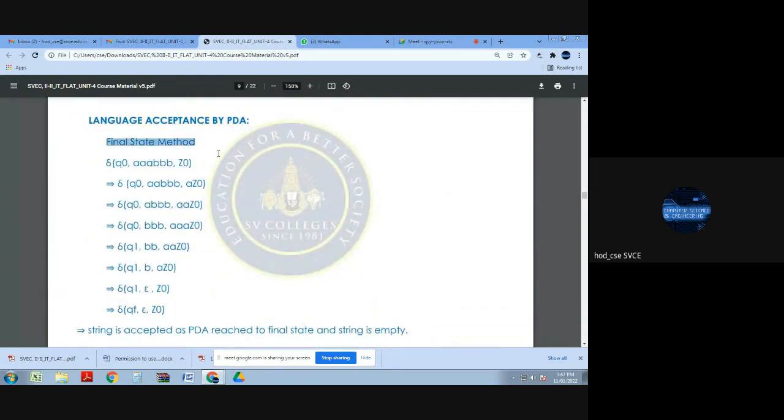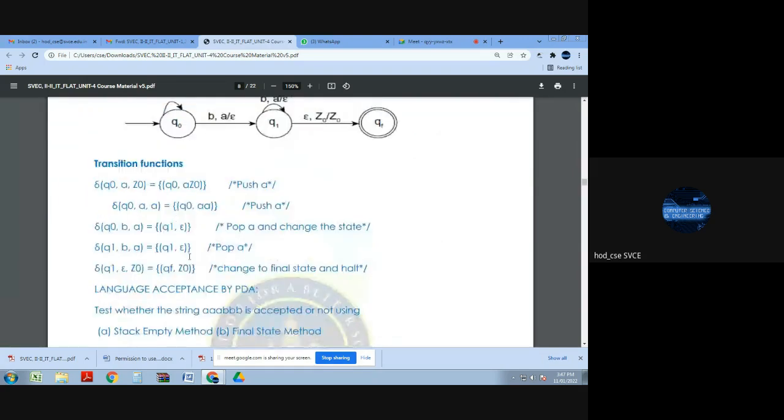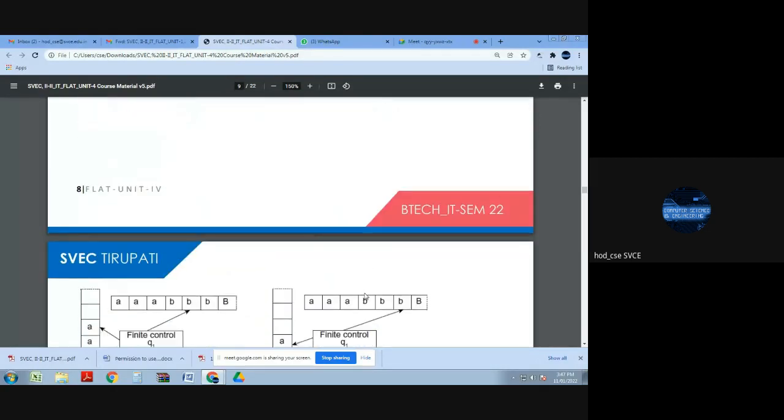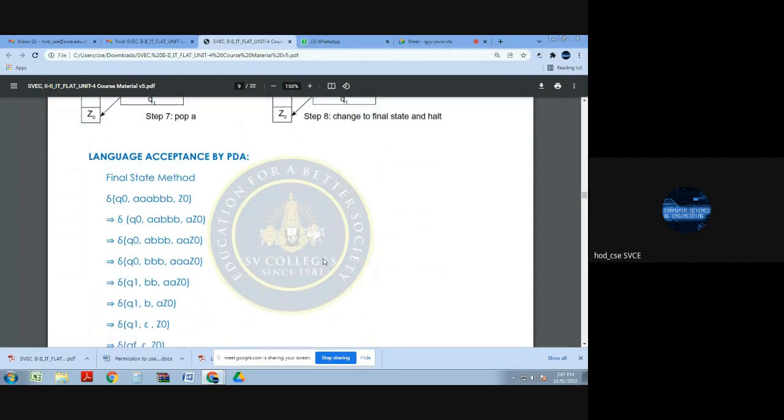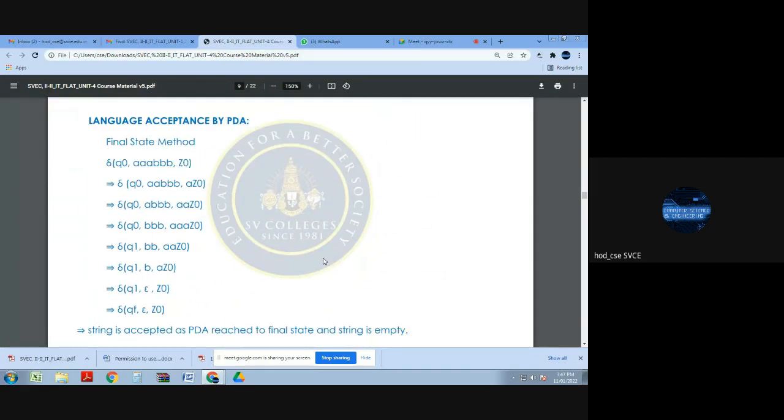By using the final state method, we'll check the language acceptance by PDA. We are performing acceptance by final state only, because from Q0 comma epsilon comma Z we are reaching the final state. So Q0 comma A comma Z0, A we have to push. Again A push, again A push.